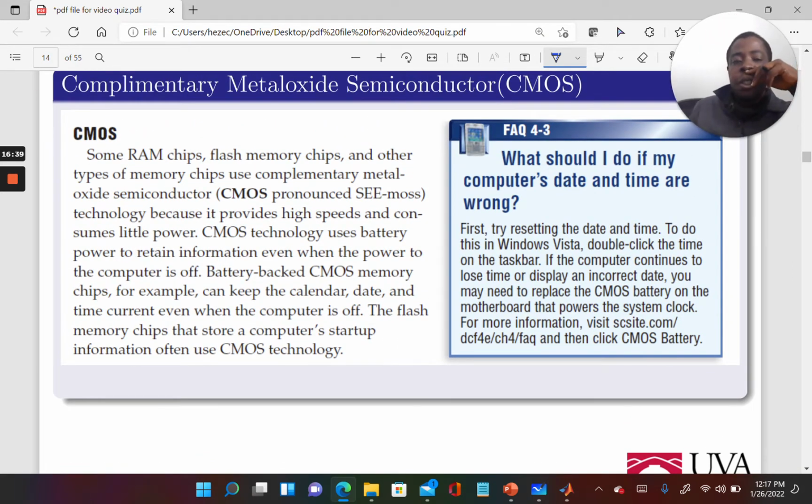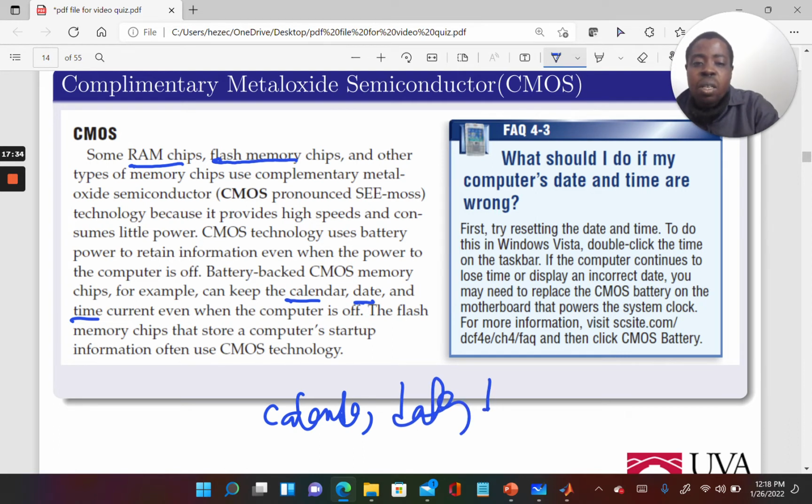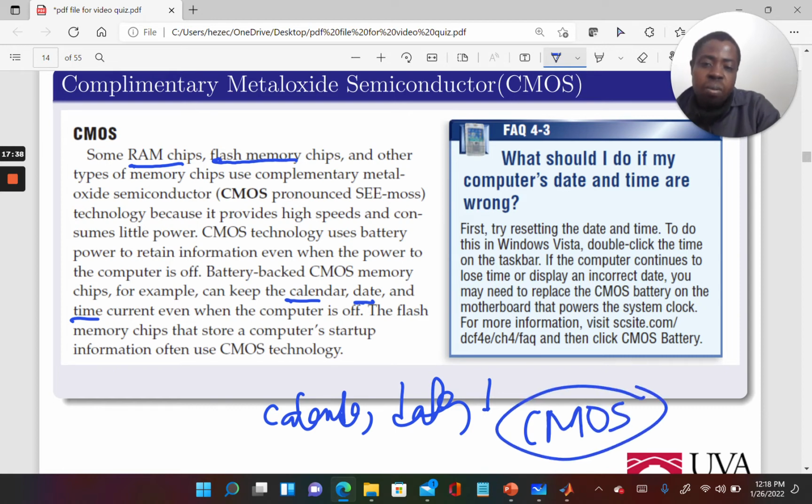And there is also the concept called CMOS, which is complementary metal oxide semiconductor. Okay, some RAM chips, flash memory chips, and other types of memory use what is called CMOS. Now, the CMOS uses battery power to retain information when the power is turned off. Okay, that's very, very good. So when the power is turned off, some of them can still retain some information. CMOS memory chips, for instance, can keep the calendar, date, and time current, even when your computer is turned off. Look at that. So when your computer is turned off, why are you able to keep the calendar, date, and time current? That is made possible by CMOS technology. Okay?